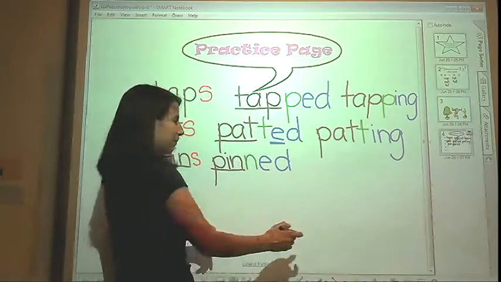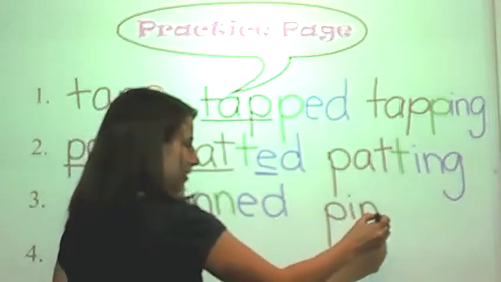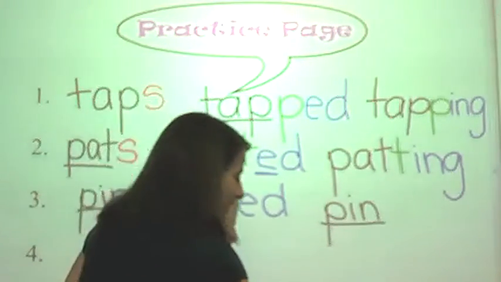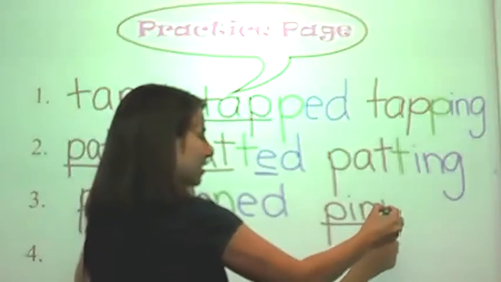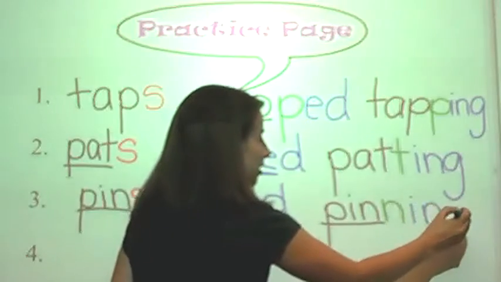Let's make it say pinning. Can you spell it with me? P-I-N. There's my root word. I double my final consonant and I add I-N-G.